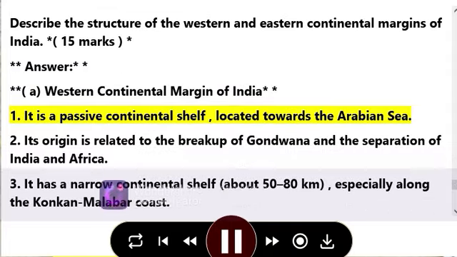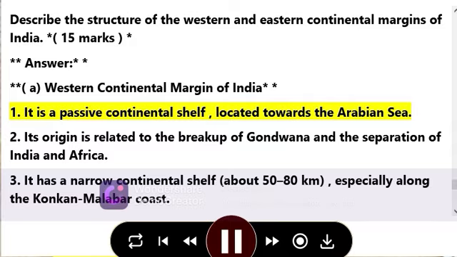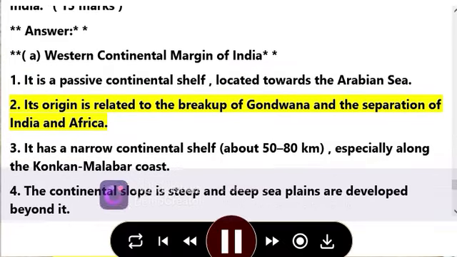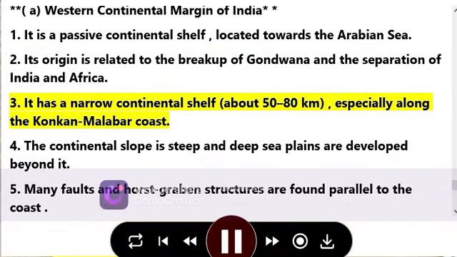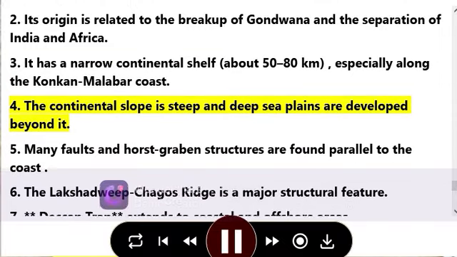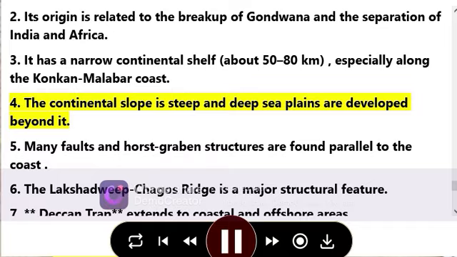Question. Describe the structure of the western and eastern continental margins of India. 15 marks. Answer. A. Western continental margin of India. 1. It is a passive continental shelf located towards the Arabian Sea. 2. Its origin is related to the breakup of Gondwana and the separation of India and Africa.